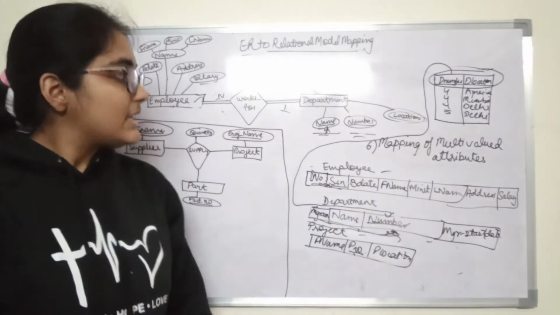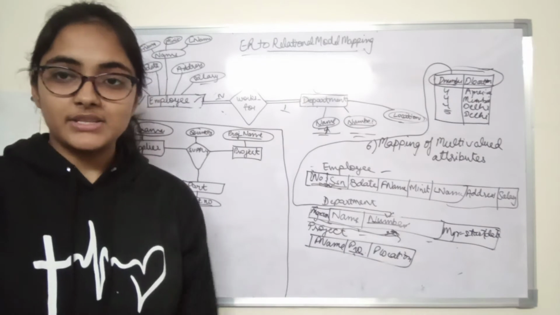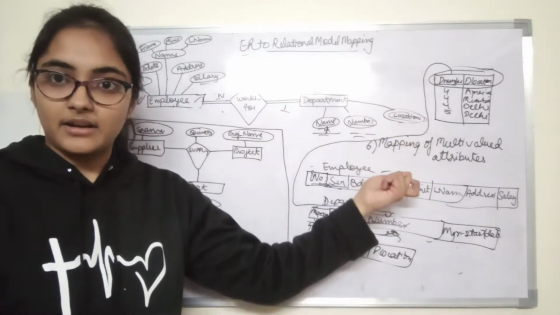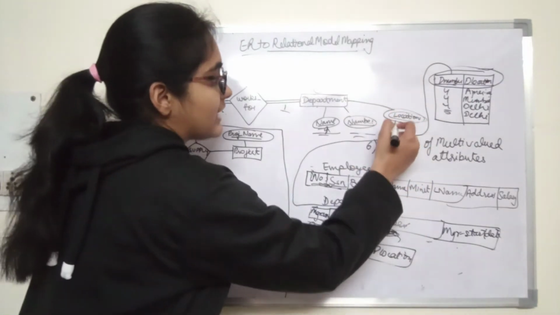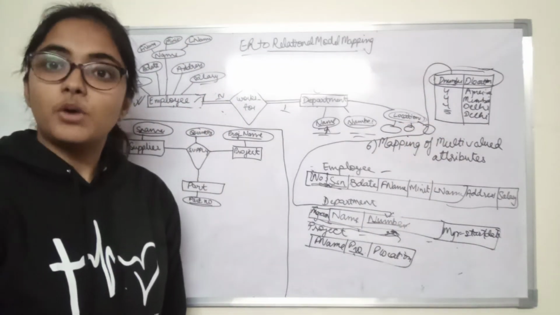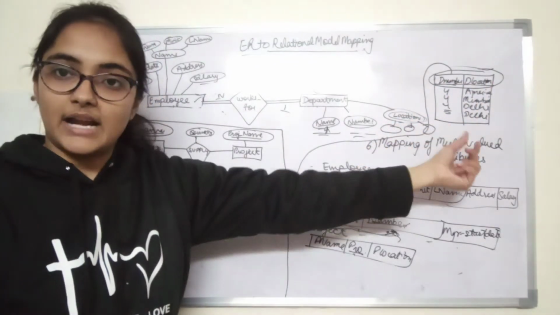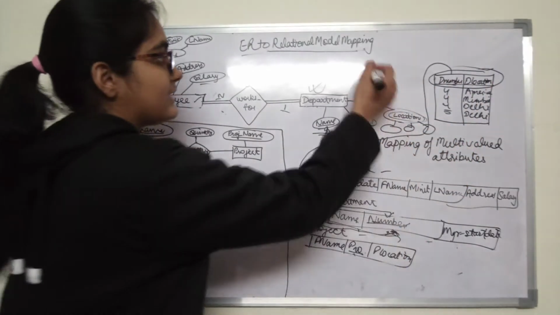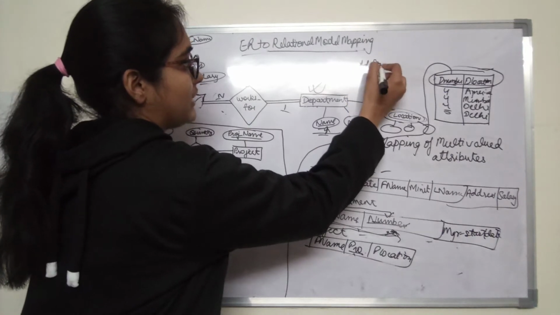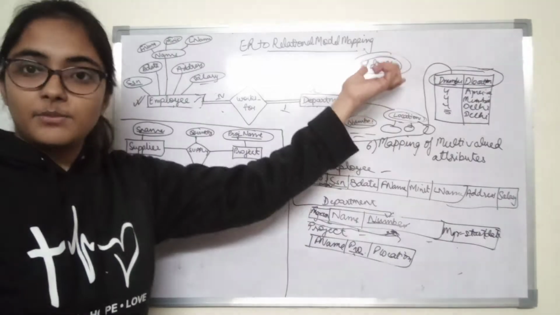In case this multi-valued attribute is also composite, what is the meaning of composite? It is composed of other simple attributes. Let us say location is composed of other simple attributes. So we do not include location as it is, we include its simple attributes. Or let us say we have a multi-valued attribute address.